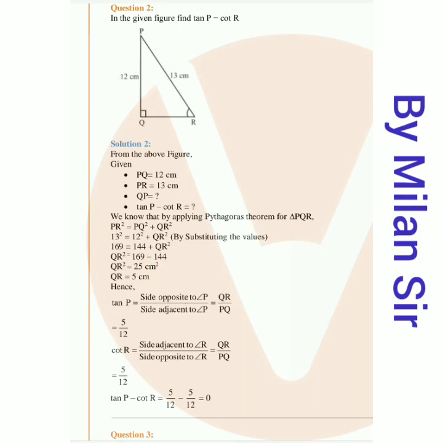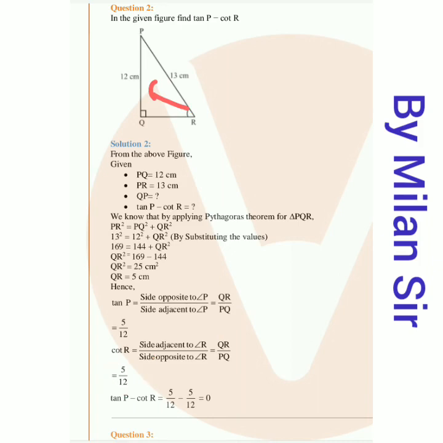Then cot R. This time our reference angle is R. For R, the opposite side is PQ, and the formula of cot is adjacent side upon opposite side. So first of all, the adjacent side for R is QR. So QR in the numerator and in the denominator the opposite side. Opposite side means PQ. So QR upon PQ. Again we got 5 upon 12.